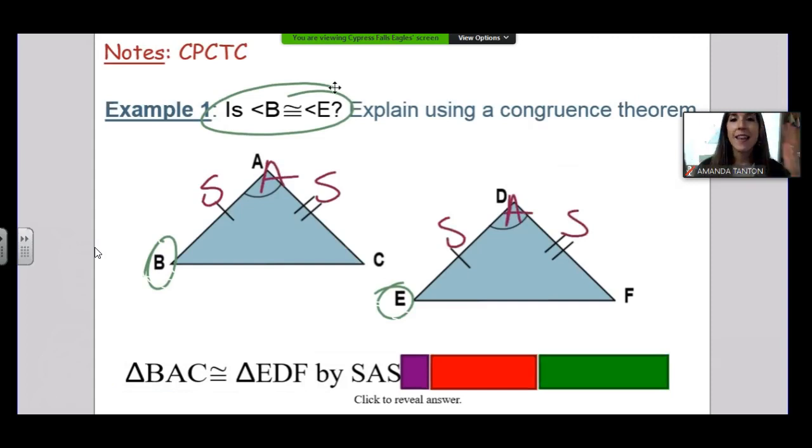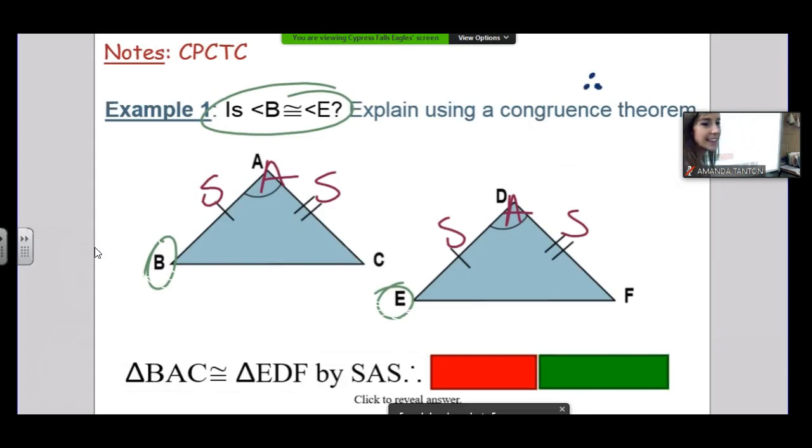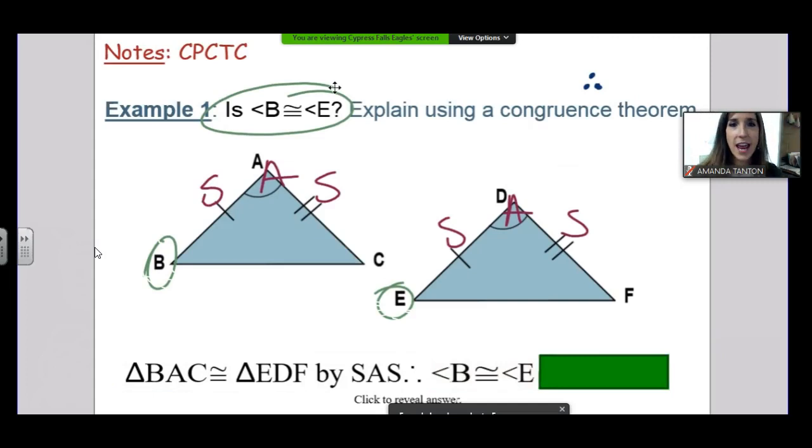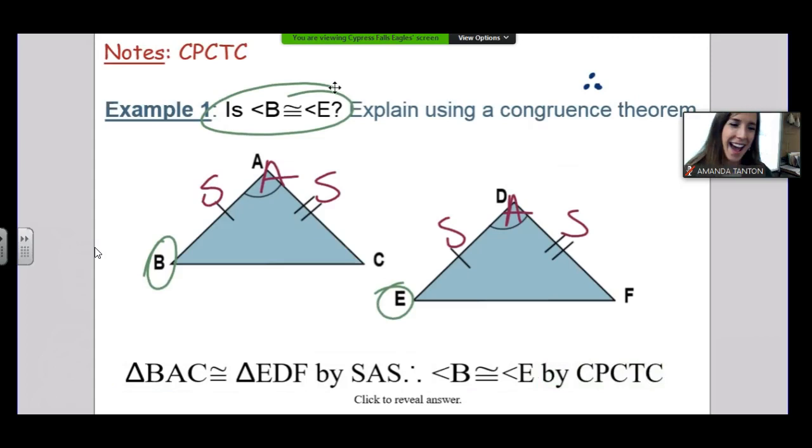Now we need to say "therefore," and mathematicians have a symbol for the word therefore. Mathematicians actually use it in real life proofs. There's the symbol: three dots that form a triangle. It's so cool. I used it all the time in college. Therefore, angle B is congruent to angle E. Why? Because of our new friend here, CPCTC. Say it five times fast. CPCTC. You're going to go home thinking about that tonight.